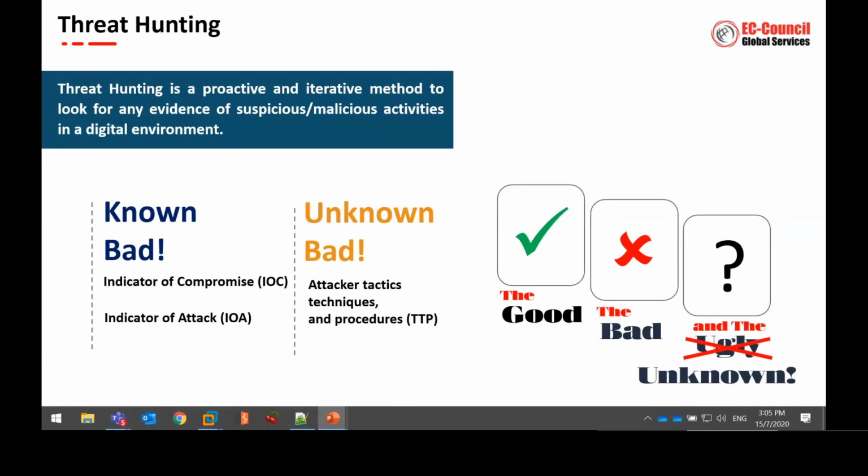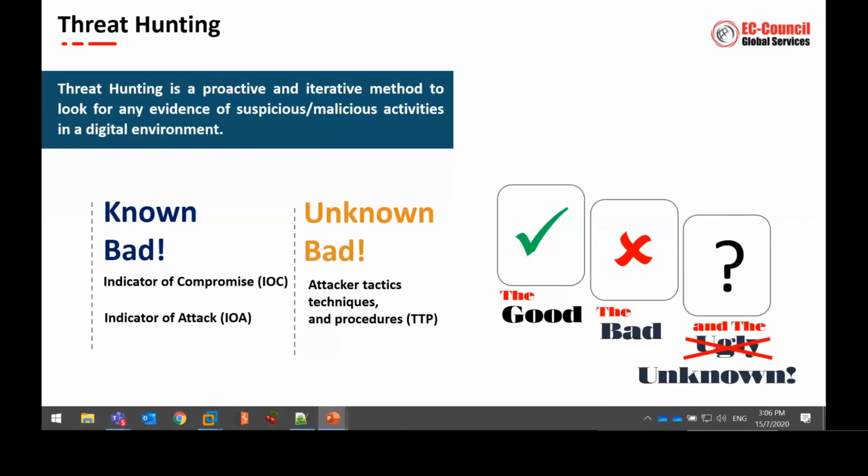But the more challenging issues arise when we are dealing with unknown bads. For the known bads, we know the indicator of compromise and the indicator of attack, so we specifically look for them. But there is a huge amount of attacks which are considered unknown. There could be zero-days, or sophisticated attacks where the attacker uses many different techniques and technologies to bypass our security solutions and hide their malicious activities.